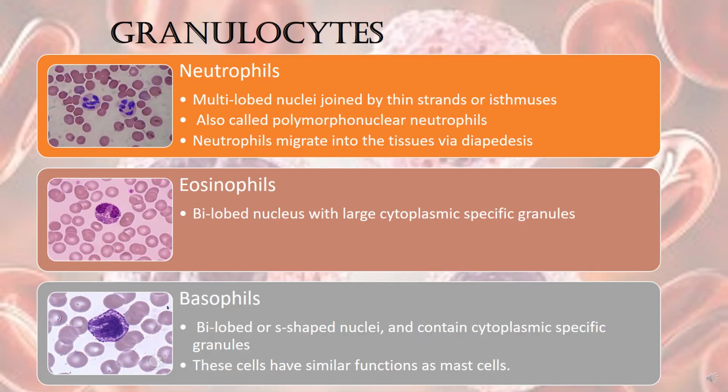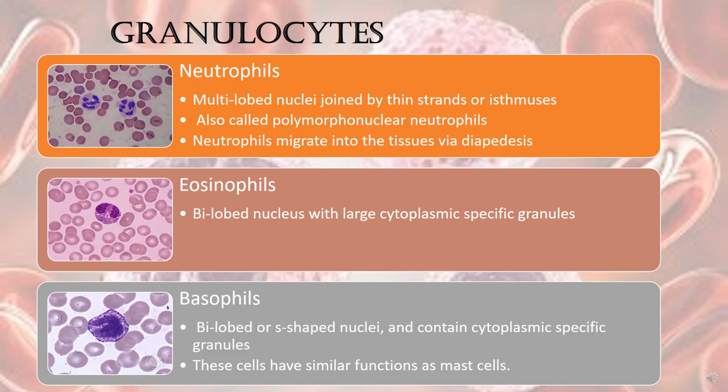Neutrophils are 12 to 15 µm in diameter and have multi-lobed nuclei typically consisting of 3 to 5 segments joined by thin strands or isthmuses. Thus, they are also called polymorphonuclear neutrophils. Neutrophils contain specific granules in the cytoplasm that cannot be resolved by light microscopy, giving the cytoplasm a pale pink color. When activated, neutrophils migrate into the tissues via diapedesis.